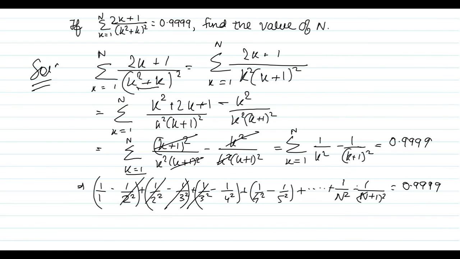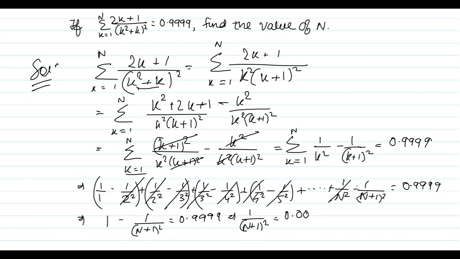And I can cancel terms like this. So what I am left with is 1 minus 1 by (n plus 1) whole squared is equal to 0.9999, which implies that 1 by (n plus 1) whole squared is equal to 0.0001, which is 1 by 10 to the power 4. Then what I can do is say that (n plus 1) whole squared is 10 to the power 4. I have just taken the reciprocal on both sides. Then n plus 1 would be 10 squared and n would be 10 squared minus 1, which is 99.